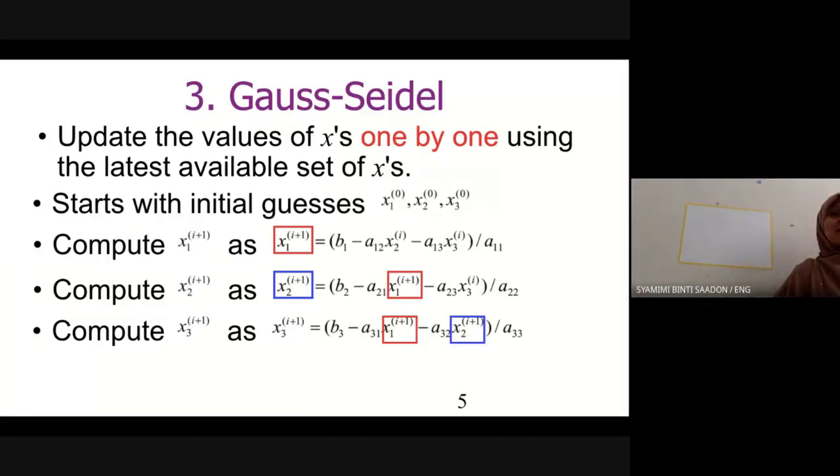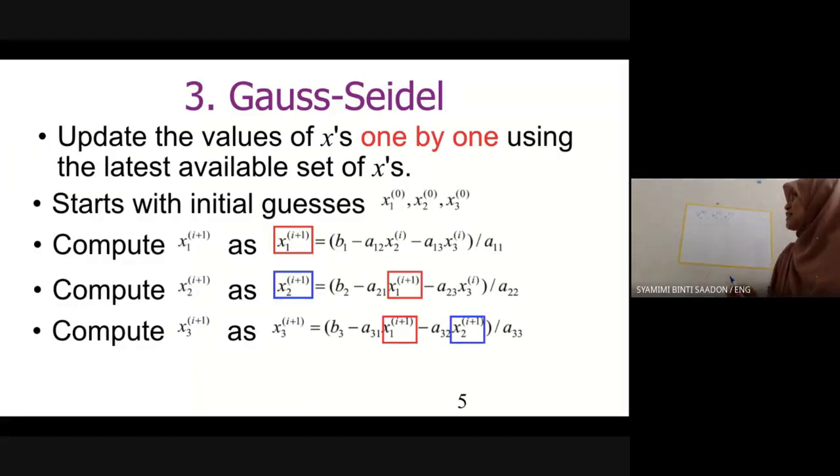Okay, Gauss-Seidel method. Update the values of X one by one using the latest available set of X. Do you understand? Start with initial guess X1, 0. When we write X1, 0 here, or S1, this doesn't mean S1, S2, S3 is equal to 0. This notation means S1, S2, S3 at the initial state, at the beginning. The 0 here is not 0 in terms of value, but 0 means 0 at the start.